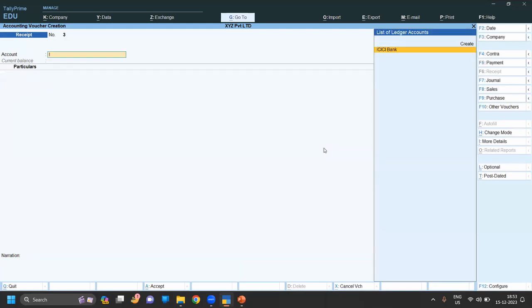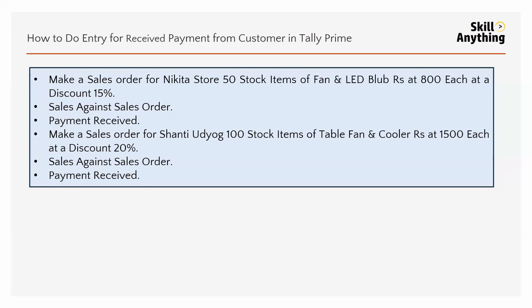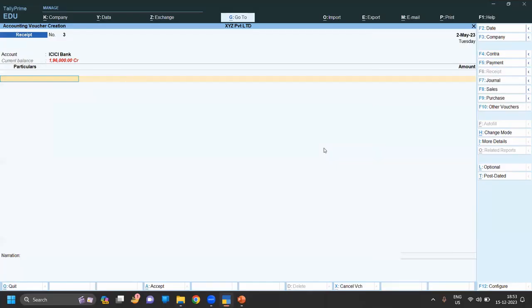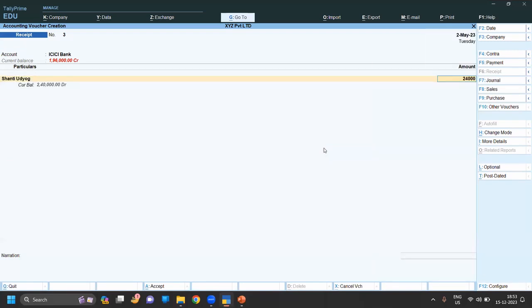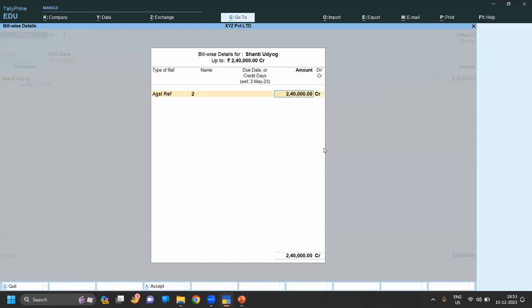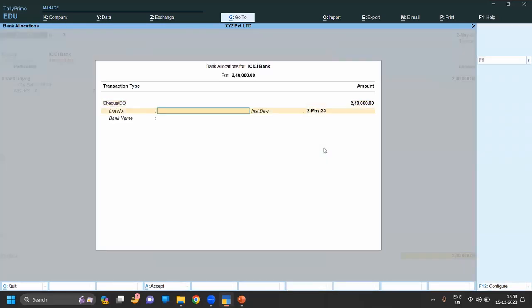Again, we have the next entry for the payment received from Shanti Udyog. So ICICI Bank, Shanti Udyog, 2,40,000, against reference, then save.